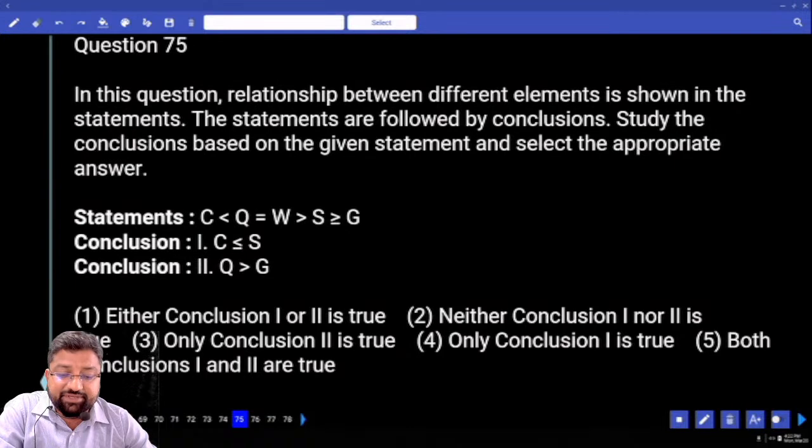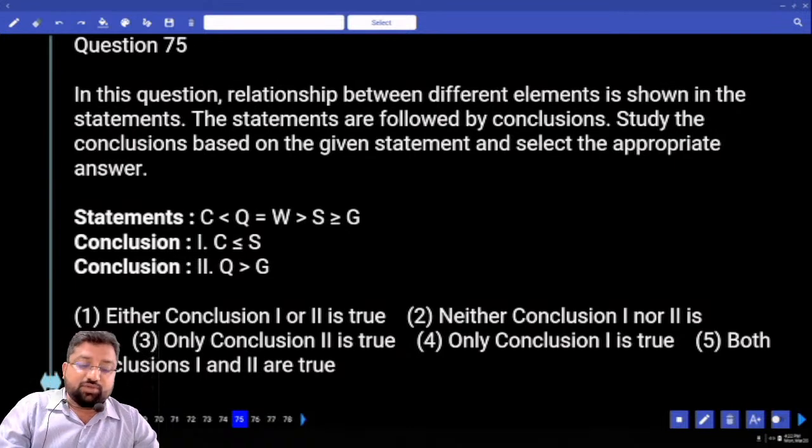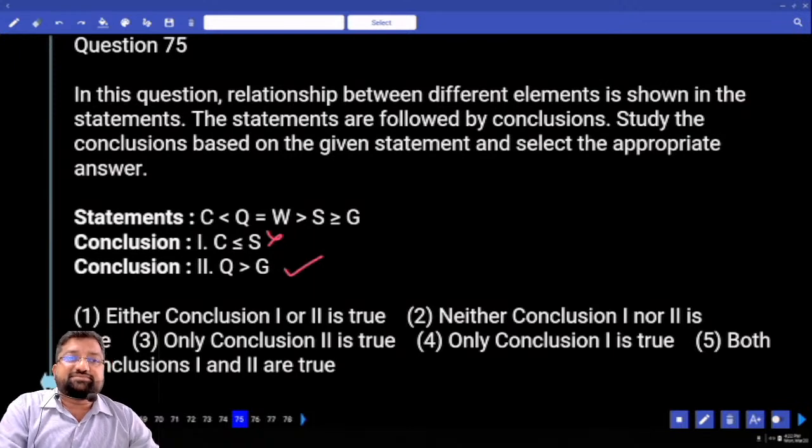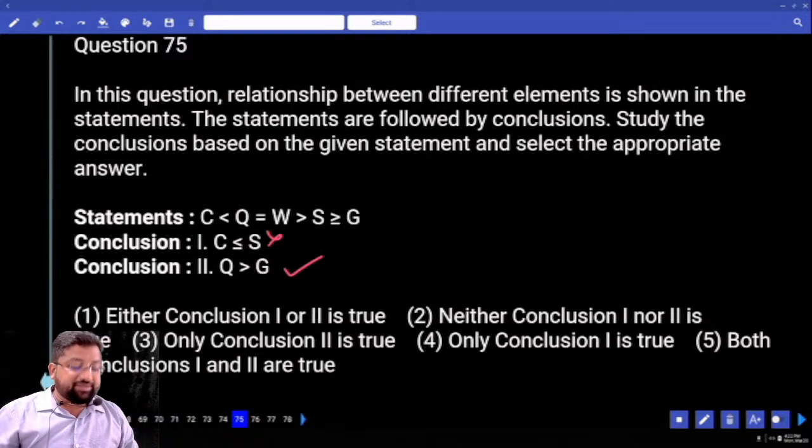C and S, what's happening here? Opposite symbols. Will I get my answer? No. Q and G, yes. What's the answer? Q greater than G, because you have greater than and greater than or equals to. Only observation is important here.